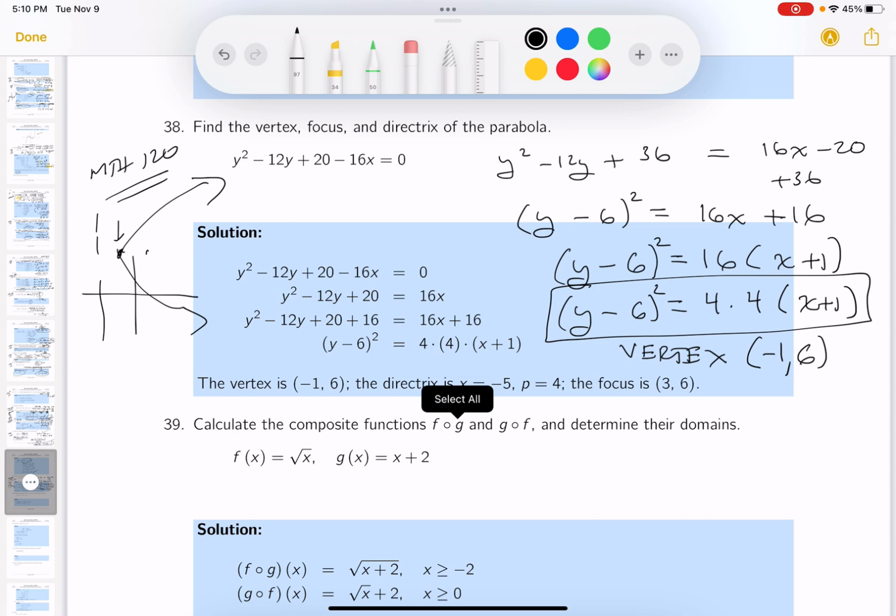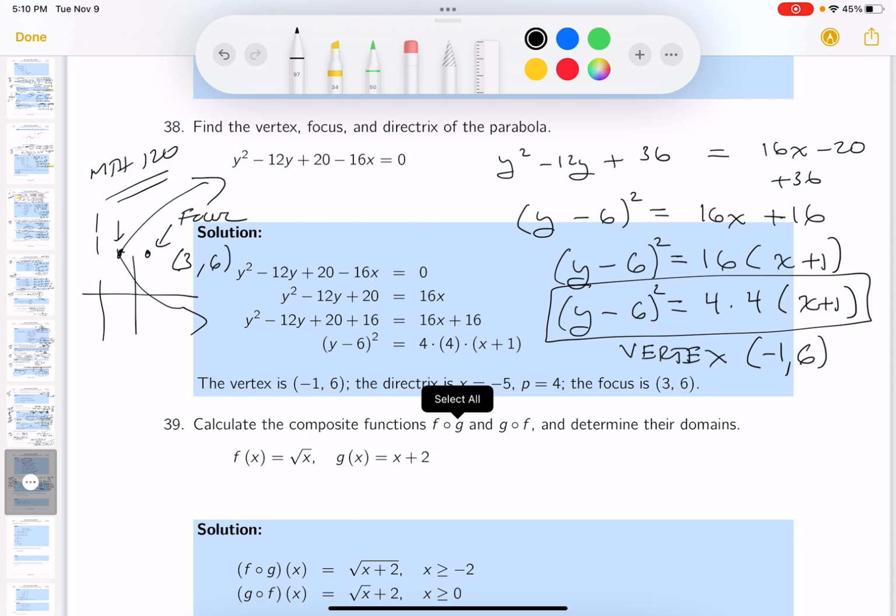And this is the vertex. The vertex is minus 1, 6, by the way. I got to go 4 units in. And what's 4 units in from that point? The y is still going to be 6. But what would you get? Well, 4 units in from minus 1 is 3. So that's where the focus is.